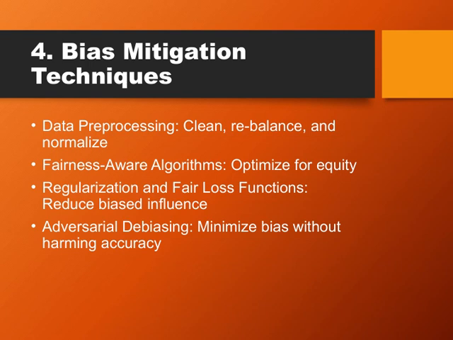First up is data preprocessing. This involves cleaning the data to remove errors, rebalancing it to ensure all groups are fairly represented, and normalizing features so they're on a comparable scale. Essentially, it's about setting a solid, unbiased foundation before training the model.